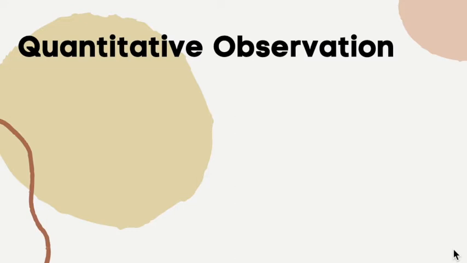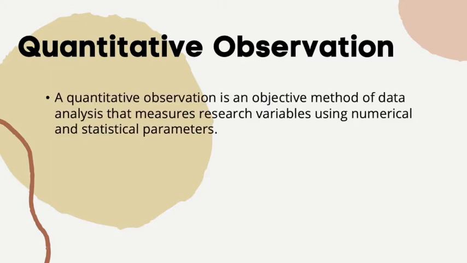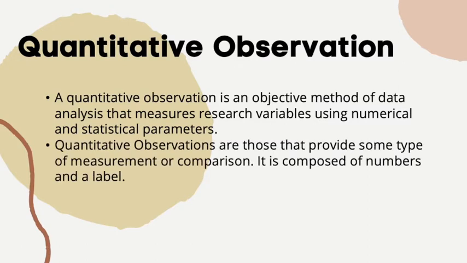Now that we know what qualitative observation is, let us describe quantitative observation. Quantitative observation is an objective method of data analysis that measures research variables using numerical and statistical parameters. Quantitative observations are those that provide some type of measurement or comparison. It is composed of numbers and a label.